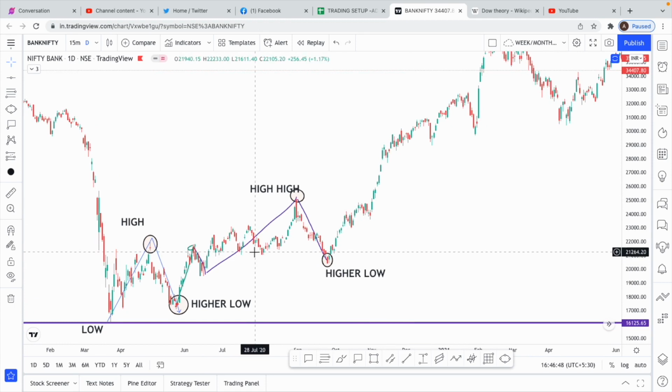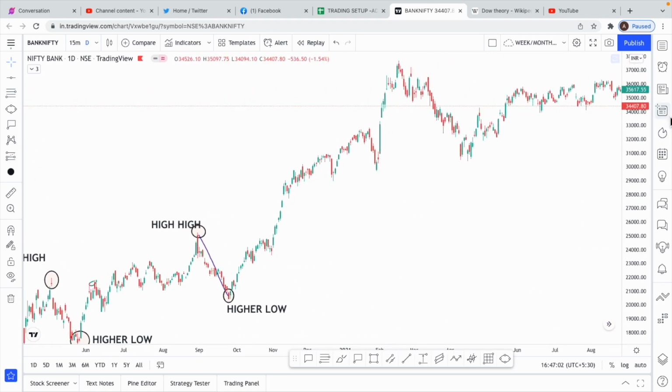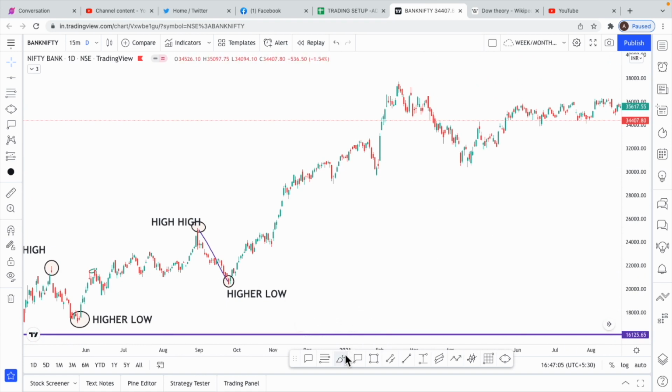Now let me get rid of these lines if it is a little confusing. Fine, we made a high, higher low, higher high, higher low. Then see, we started getting nice. Then we all the way went over here, made a high. Then the next significant low was here, higher low. Then again we made a higher high, which is higher than all these highs.